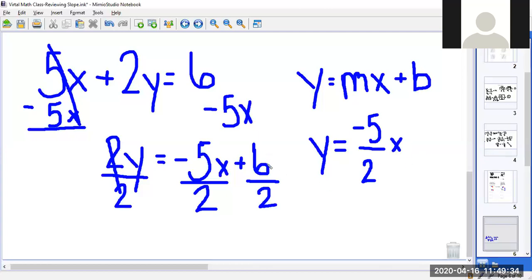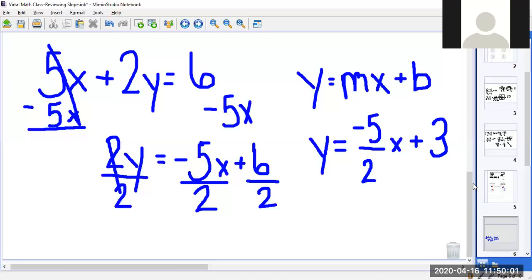And what is 6 divided by 2? 3. All right, so now we can identify our slope and we can identify the y-intercept. So what is my slope? Y equals negative 5 over 2x plus 3.